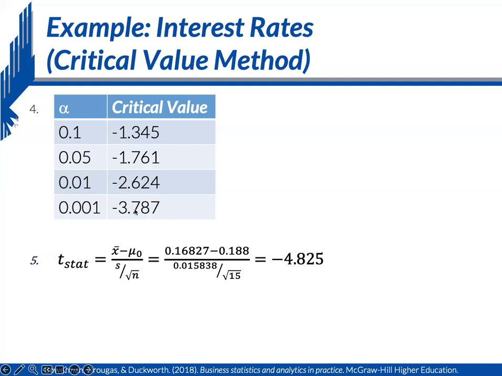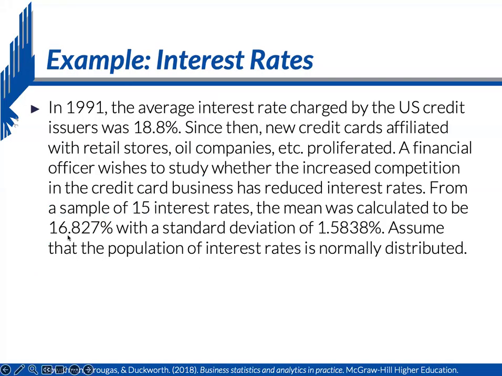And now we will compute for the test statistic, which will be compared to these critical values. So our test statistic is computed using this formula. Again, that's the sample mean minus the constant in the hypothesis divided by the sample standard deviation over the square root of the sample size. So all of this information was given here in the problem: sample mean, sample standard deviation, and the sample size.